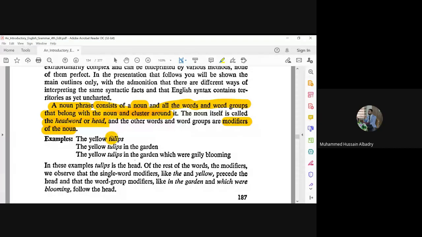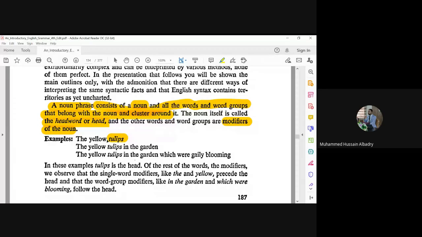الهيد هنا هو الهيد. Head word. Tulips is the noun. This is the head word of the noun phrase. The yellow tulips, so tulips. وأقول شلون نميزه هنا؟ شلون تميزه؟ دائما الهيد word هي obligatory. You can't delete, you can't omit it. تقدر تحذف all the other modifiers, all the other words, ما تأثر على الجملة. يعني تقدر تقول the tulips وتقدر تقول the yellow tulips.